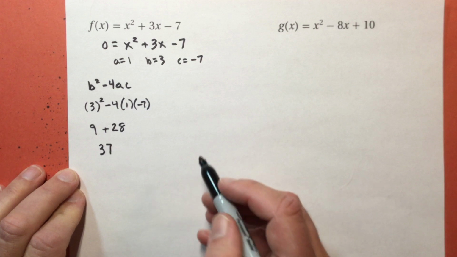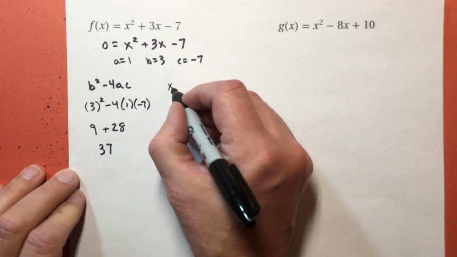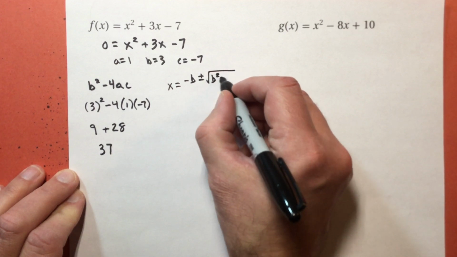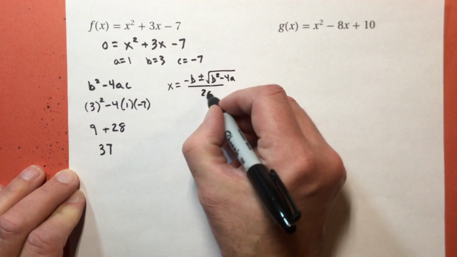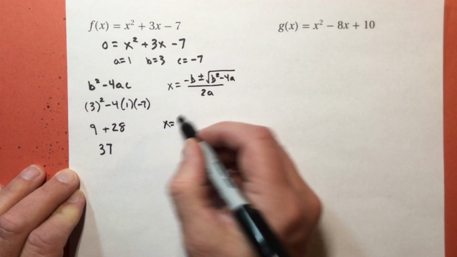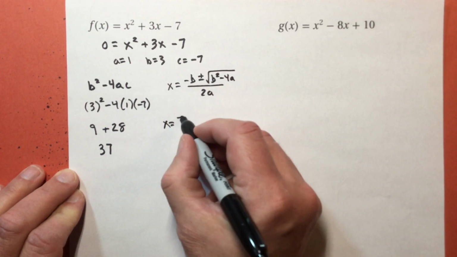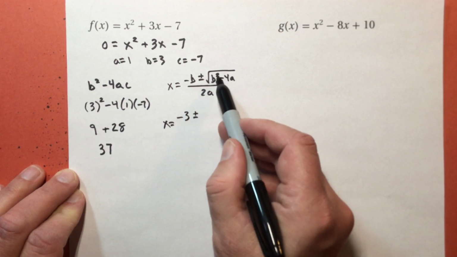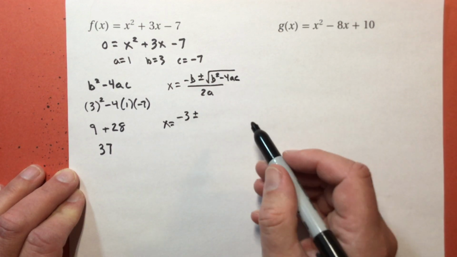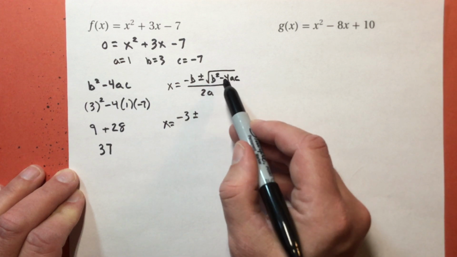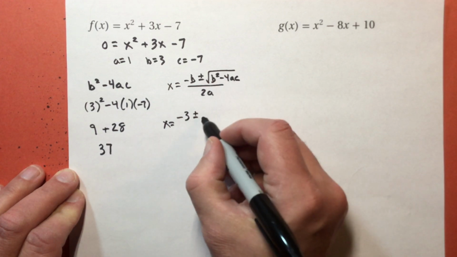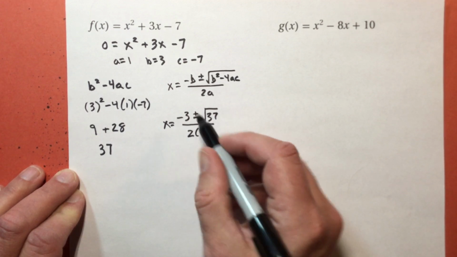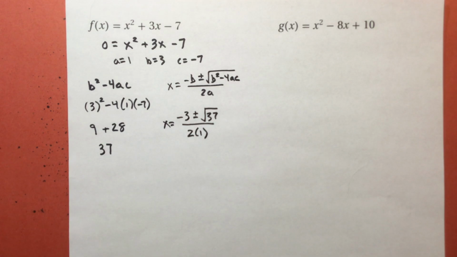So now let's go into the quadratic formula. Negative b plus or minus the square root of b squared minus 4ac all over 2a. B is 3, so I get negative 3 plus or minus b to the second power minus 4 times, I left off the c, you should have told me. B to the second power minus 4 times a times c is 37. So I get square root of 37 here, all over 2 times 1, which is 2.